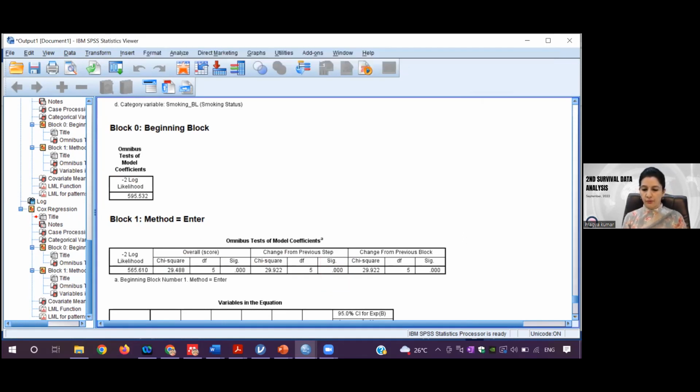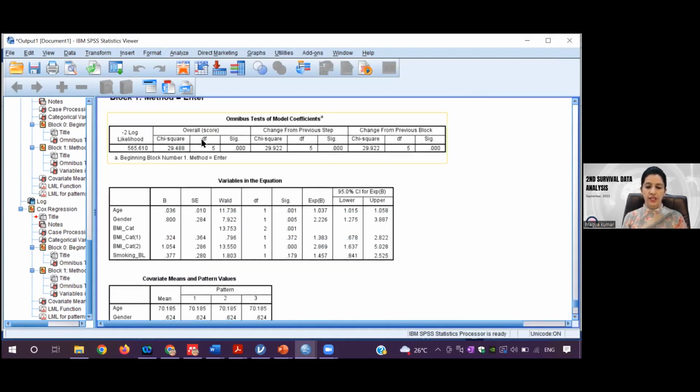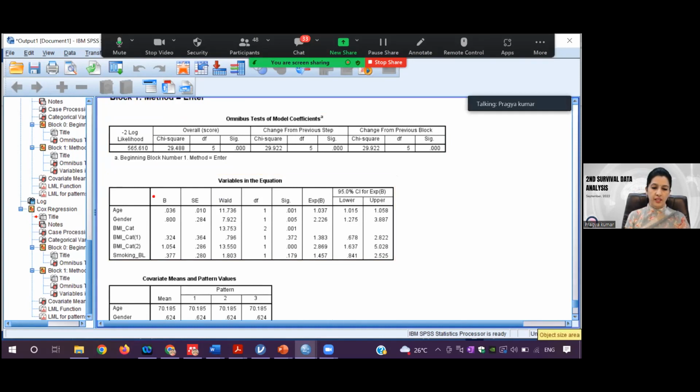So now coming to the variables in the equation. So these are the variables in the equation. So the first variable, this is the coefficient. And if you take the exponent of this, it will give you the odds ratio.